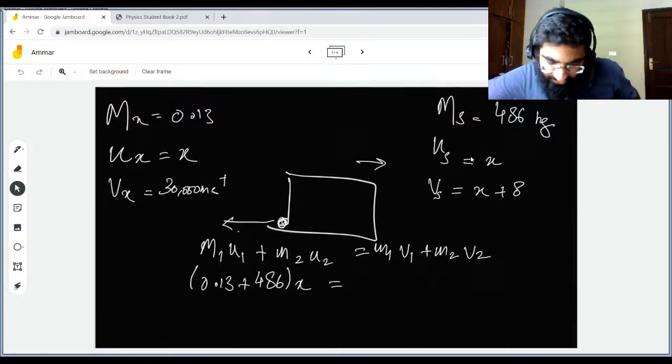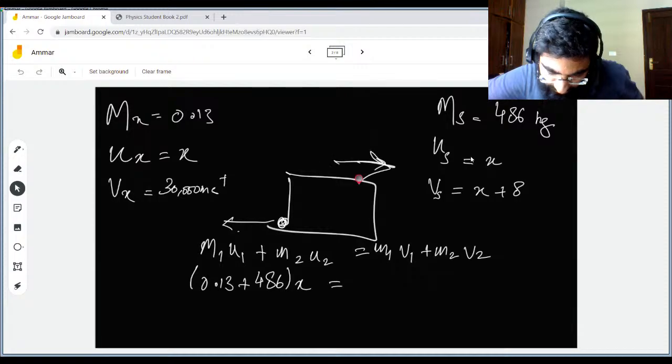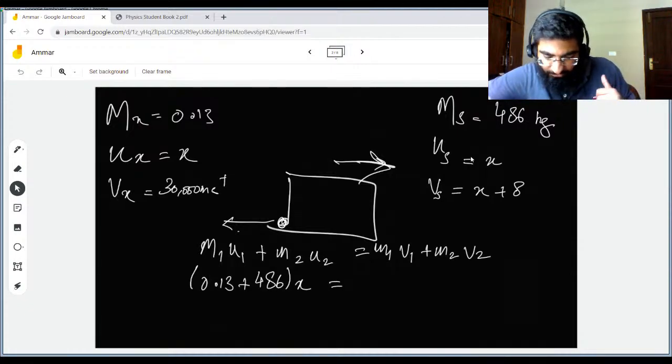Okay, and I'm considering motion towards the right hand side to be positive. That is why I have positive values for u1. X is towards the right hand side.